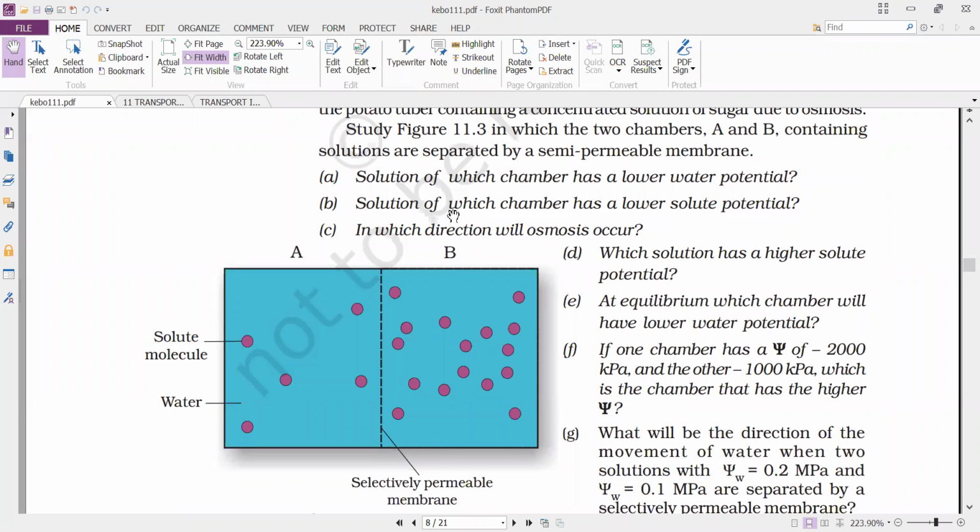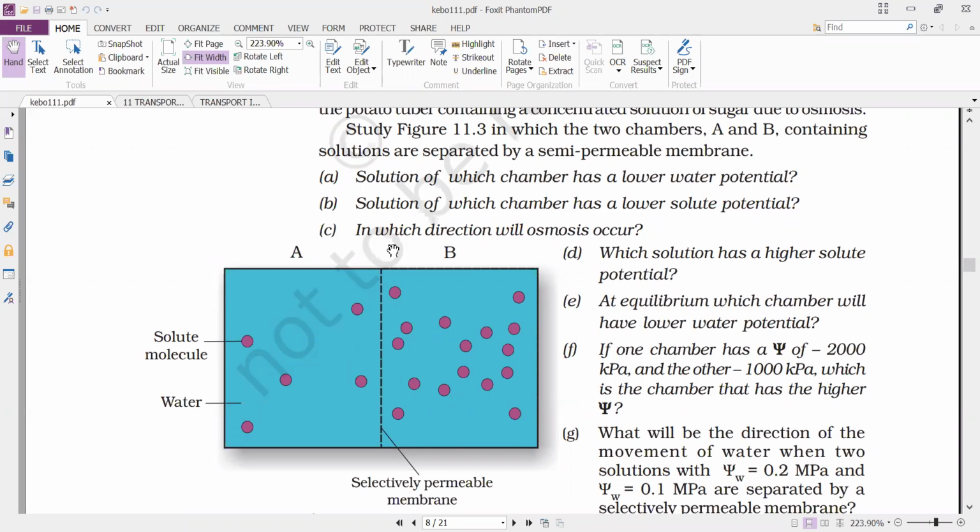And next, the second question. Solution of which chamber has a lower solute potential? A chamber, because in chamber A only 5 solute molecules are there. So the solute potential will be less.